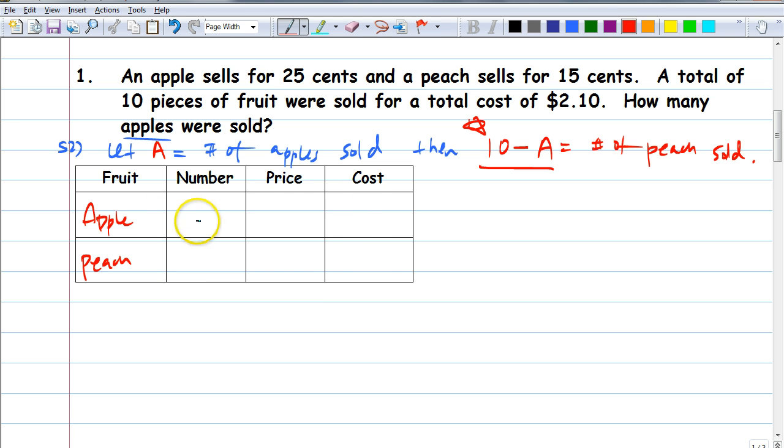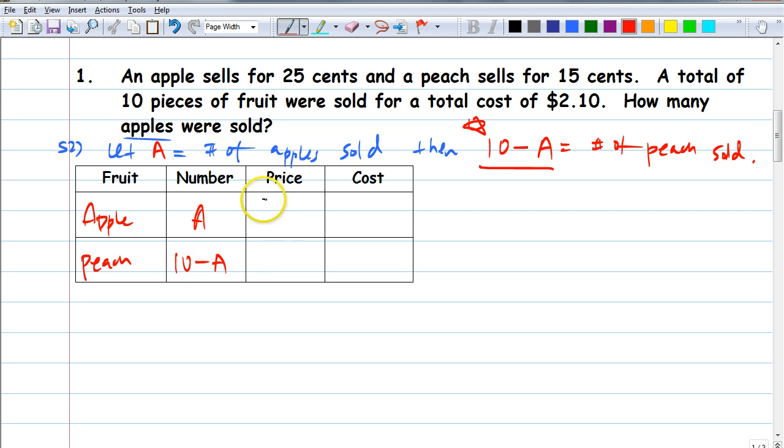What do I write for apple? Raise your hand if you think you know. What do we write for the number of apples? A, exactly. That's what we don't know. And what about for peach? Number of peaches, Michael? 10 minus A. By the way, can I do A minus 10? No, because we get a negative number if you did that.